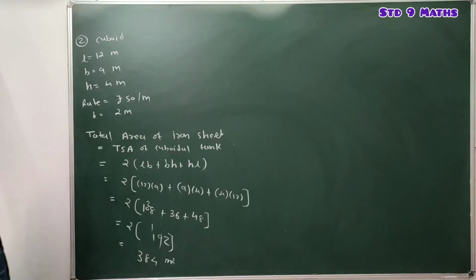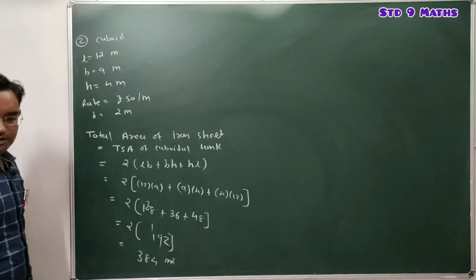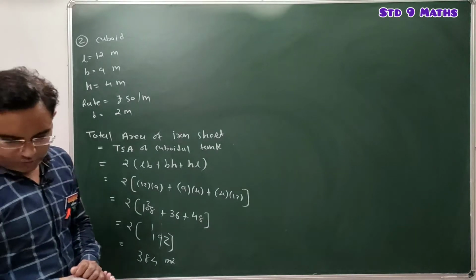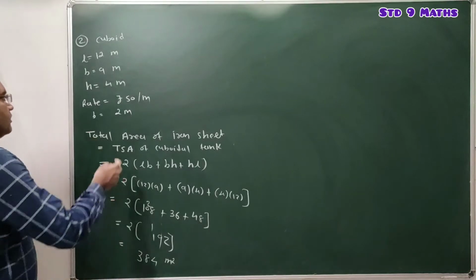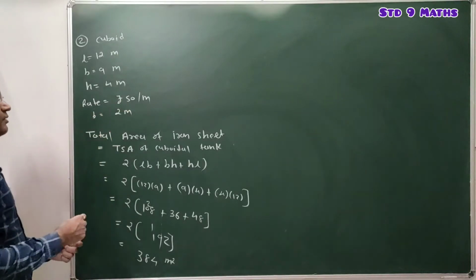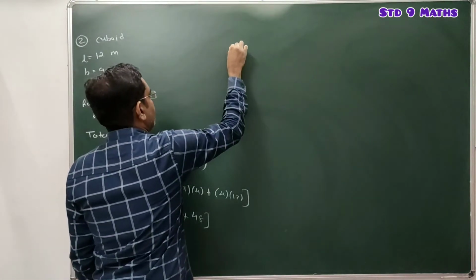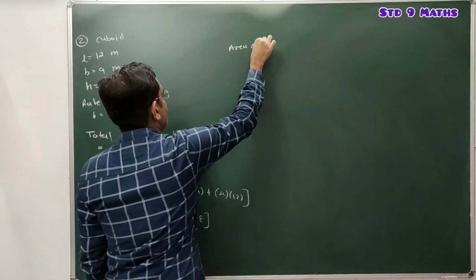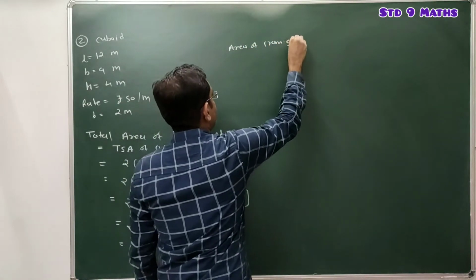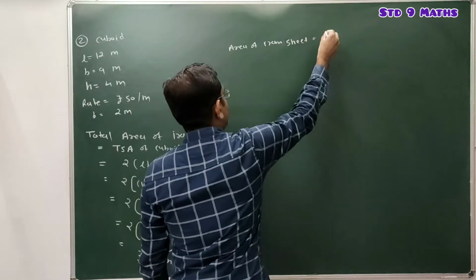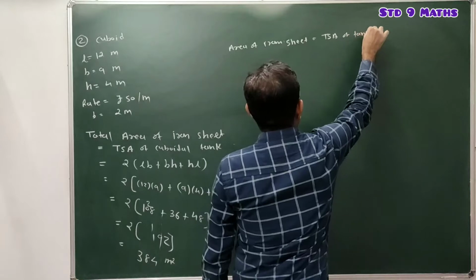Now here the iron sheet is 2 meter in breadth. Done. So here the total cost of length is 50 rupees per meter, that is the length. So what is the area of the iron sheet? The area of this iron sheet is nothing but the total surface area of the cuboidal tank.